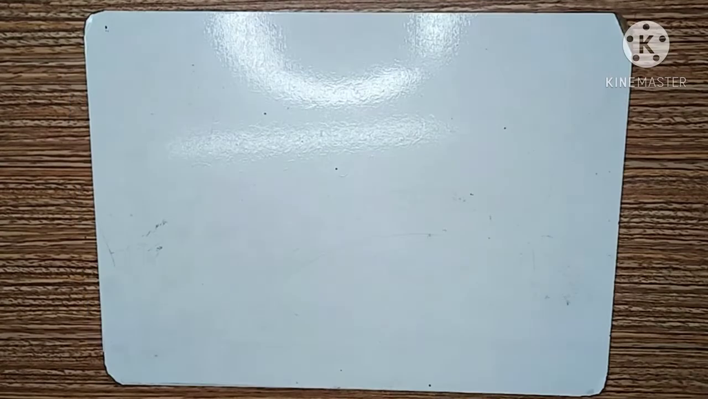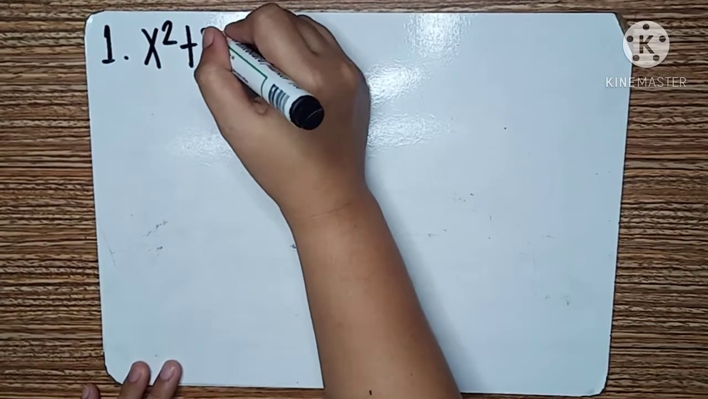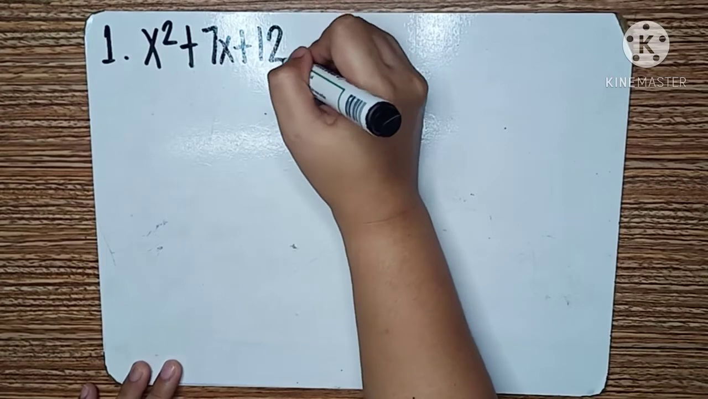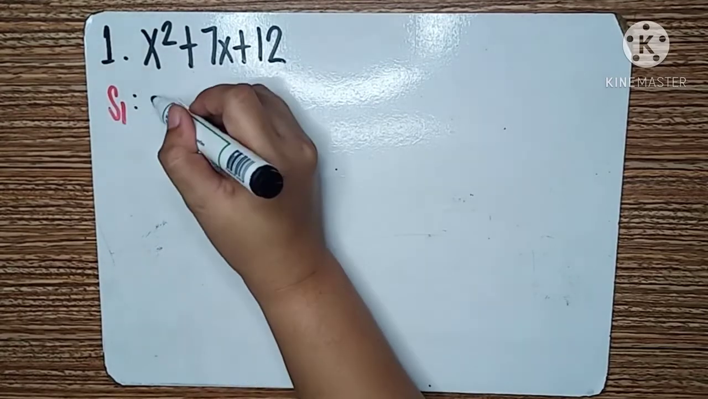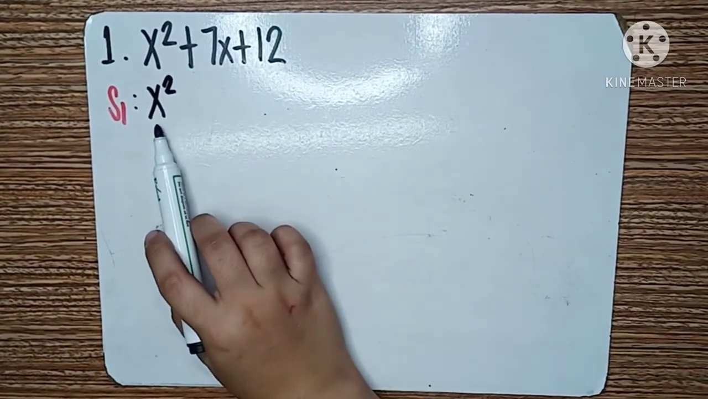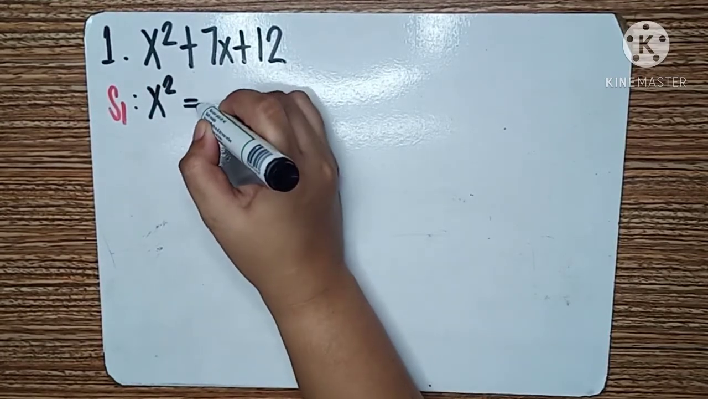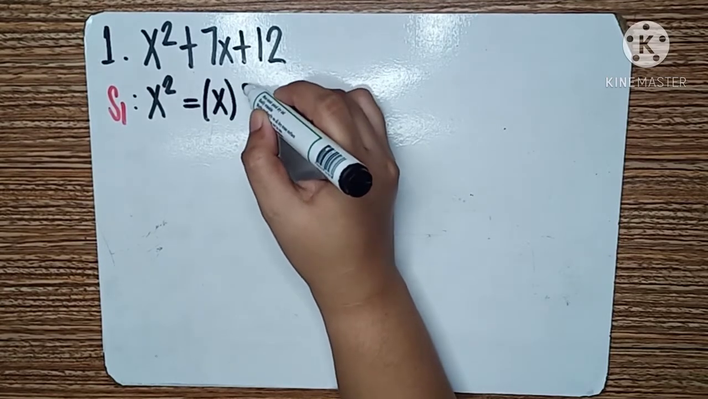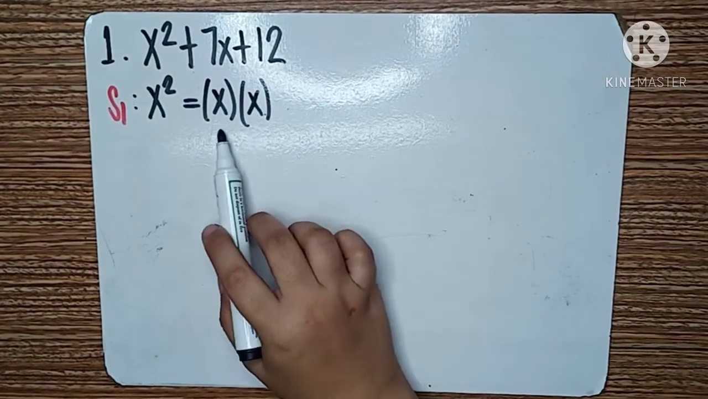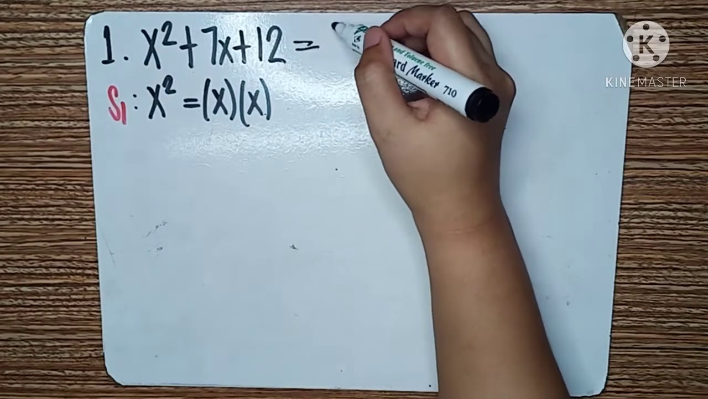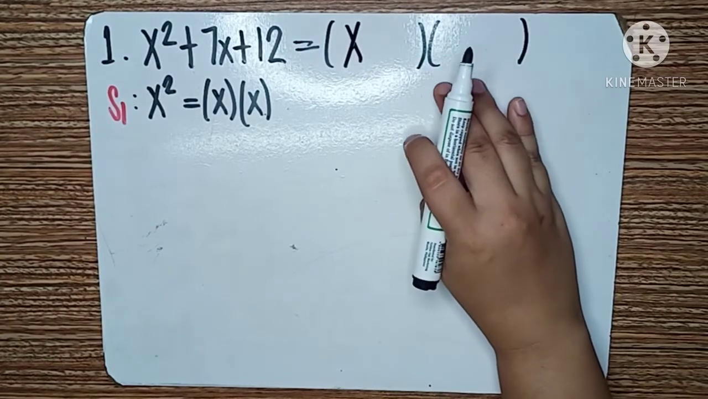Let's start. Example number 1. X squared plus 7x plus 12. Step 1, we will identify the factors of x squared. X squared is the first term of our given quadratic trinomial. And the factors of x squared is x and x. Now, we will write these factors of x as the first term of our binomial factor. So, we'll write here x, another x here.